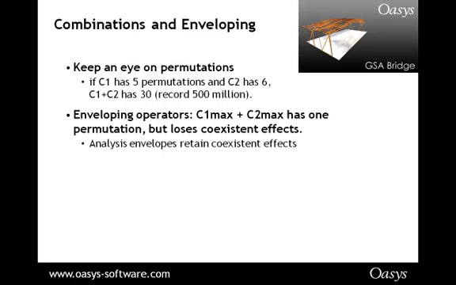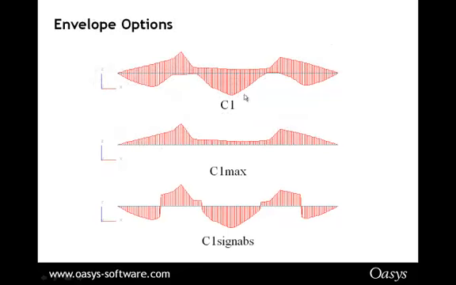On the envelopes themselves, you can also put operators on. So rather than just picking up the max and min values, you can pick just the max values or the min values, but these will lose some coexistent effects. For example, here's the sum, this is C1, your overall envelope. This is an envelope of just the maximum values. This is an envelope looking at the absolute maximum values, taking account of their sign, and there's an absolute option, a min option, and I think some other options too. So you can pick and choose to see which results you're most interested in.